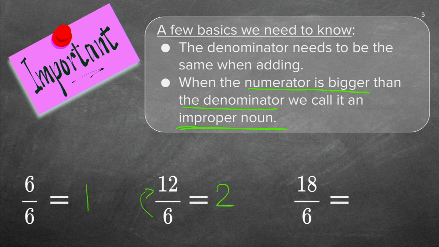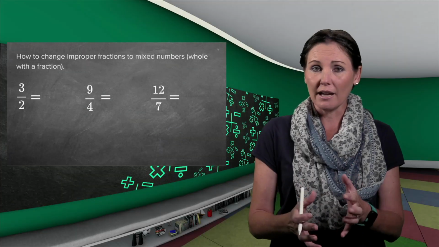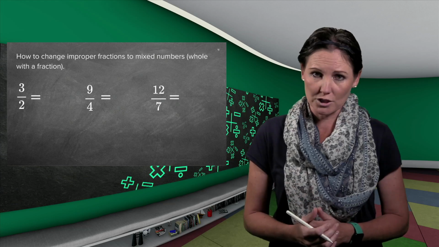Here, how many times can 6 go into 18 or divide into 18? So when I count in 6, 6, 12, 18, I will have 3 whole parts with nothing left. Here we're going to practice again. But here I'm going to have a whole number with a fraction.